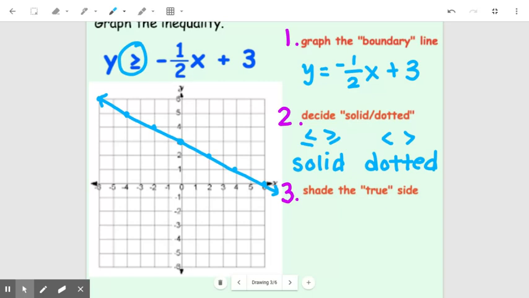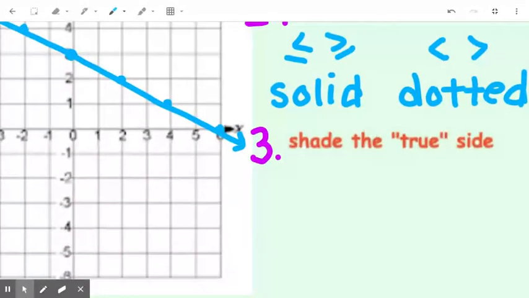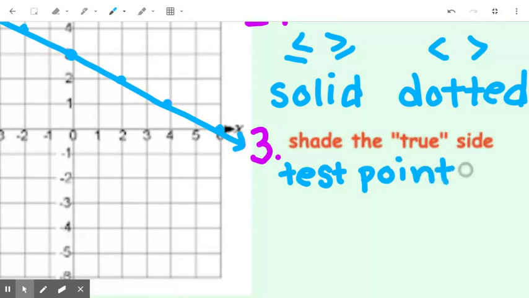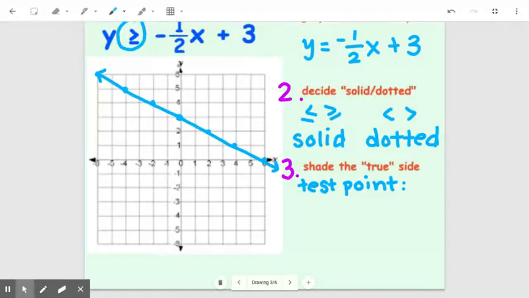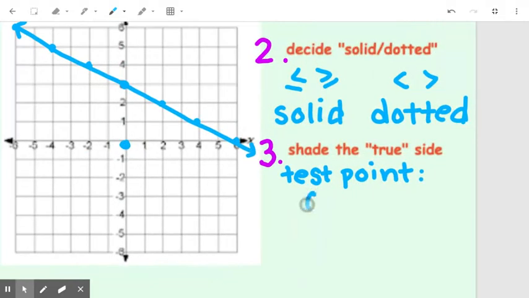So the third step is we have to do some shading. So we have to shade what we call the true side. So we are going to find what I call a test point. What I'm going to do is pick a point that is definitely on one side or the other of this line. And I also want to pick something that's easy to calculate with. So I am a big fan of using 0, 0 as my test point if it's not on the line.